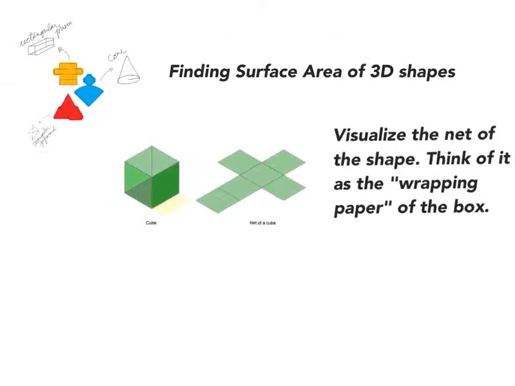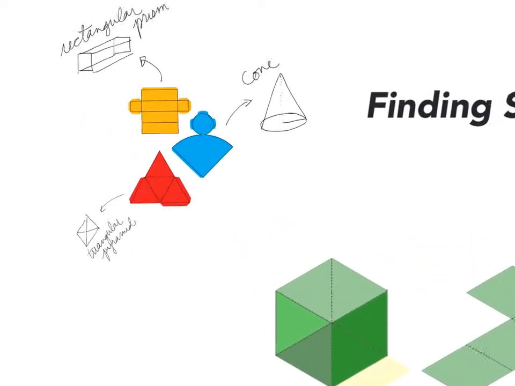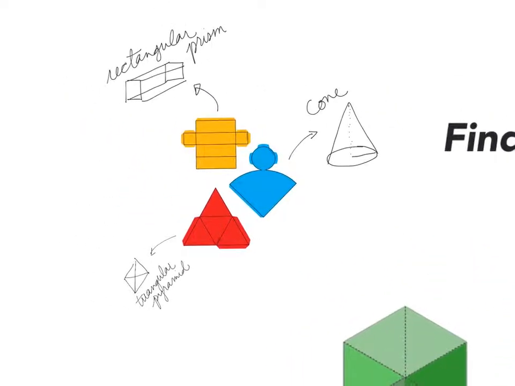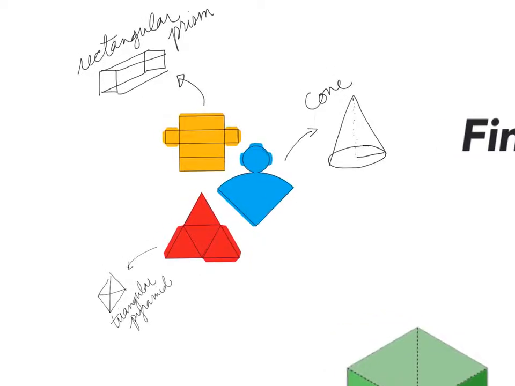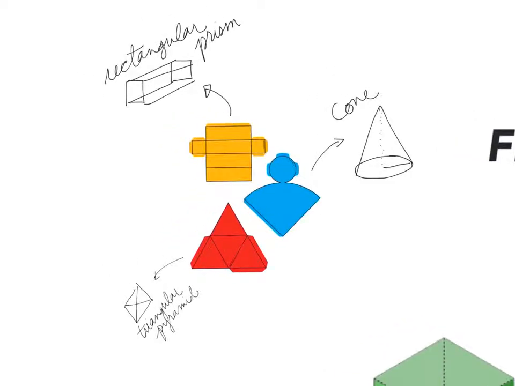So I have a few more examples. If we look at all of these nets over here, you can identify what the three-dimensional shapes are. So what I want you to be doing while you see these is working backwards and trying to say, okay, if I have a rectangular prism, this is what my net's going to look like. Or if I have a cone, this is what my net's going to look like. If I have a triangular pyramid, this is what my net's going to look like. So being able to visualize the shape flattened as its net is really going to help.